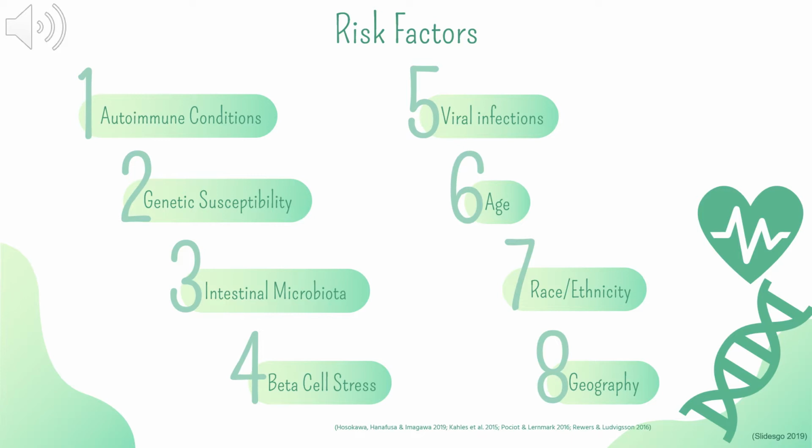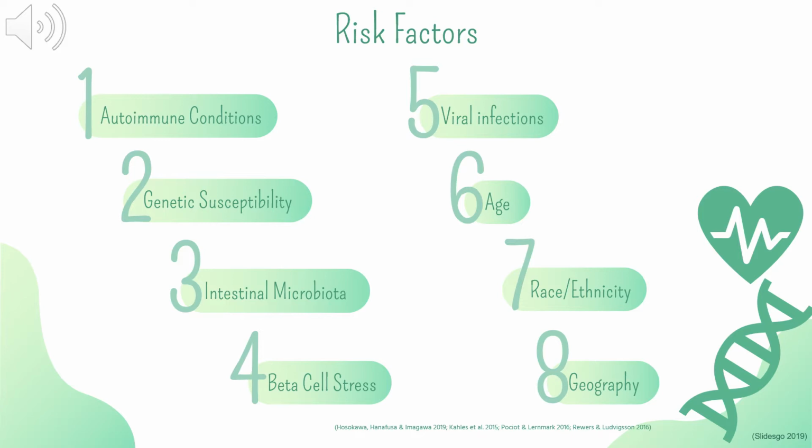The second one is genetic susceptibility. Research has proven that if someone in your family has type 1 diabetes, then you are more likely to have type 1 diabetes mellitus at some point in your life. Genetic susceptibility testing for type 1 diabetes involves the use of multiple genes.